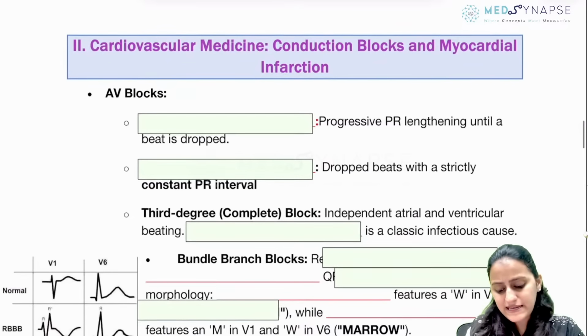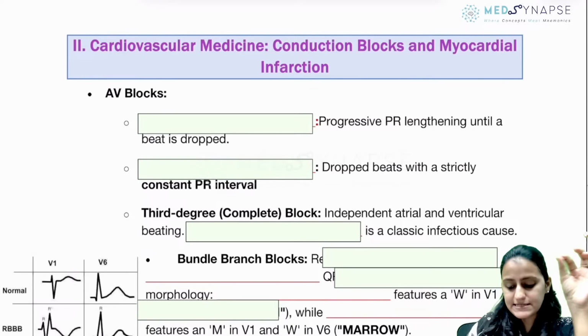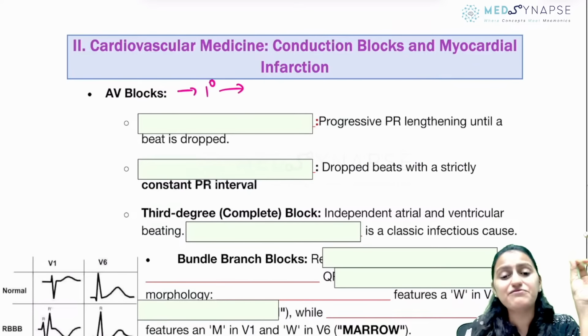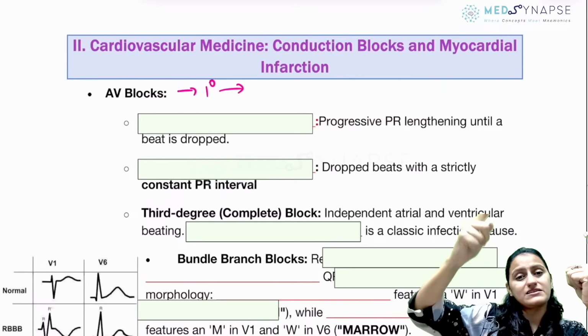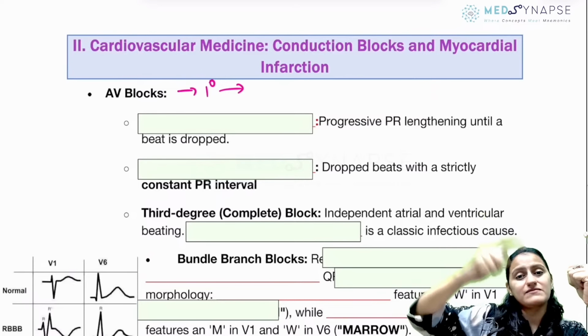Going to next one, in AV block, right? When the AV is getting blocked, the first thing in first degree AV block, what is the ECG change? Because the AV is not conducting, the PR interval which is there is going to be prolonged. So you will just see PR prolongation. That's the first thing with AV block. Okay. And what is this AV block where you have progressive PR lengthening and then there is a dropped beat? What degree of AV block is this?